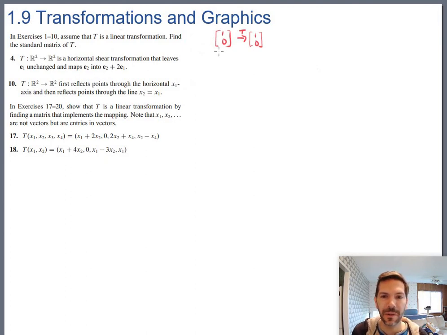But E2, which is 0, 1, when you transform that, that does change. And it says it maps E2 into E2 plus 2E1. So let's just figure out what that actually is. We'll do a little bit of math right here. Keep in mind E2 is 0, 1 plus 2E1, which is 2 times 1, 0. So we just need to first multiply so that this will become the vector 2, 0. And then add. So 2, 1.